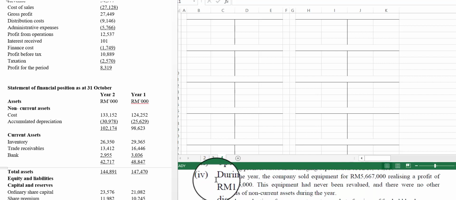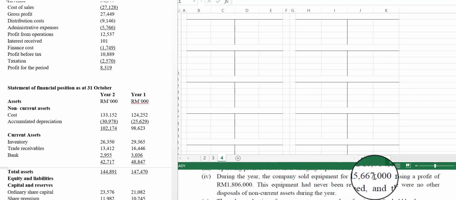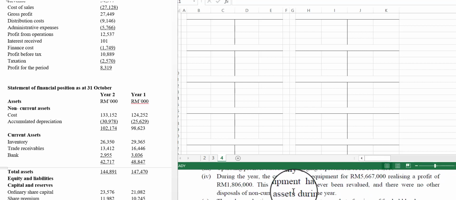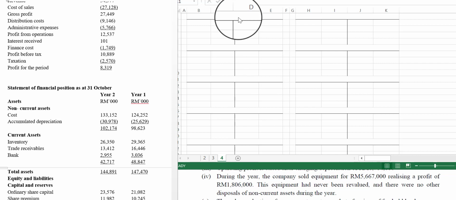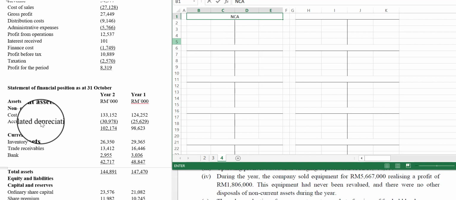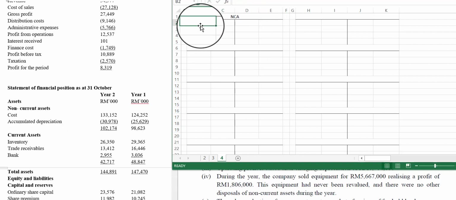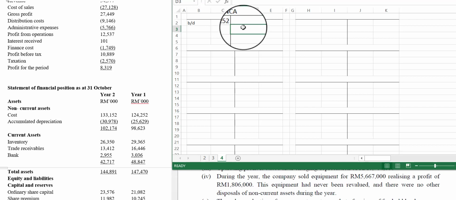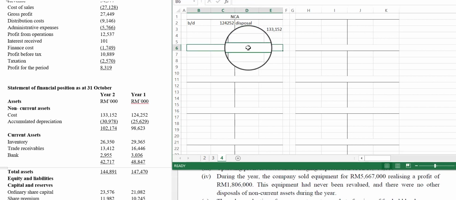Adjustment number 4: during the year the company sold equipment for 5,667, realizing a profit. Now they never tell you what the cost of the equipment is, so we need to do the account. NCA, non-current asset. Here they give you cost and accumulated depreciation, so this one is the cost. You have an opening balance of 124,252, and then the closing balance CD is 133,152. During the year you have a disposal, but you don't know the amount for the disposal because the question never mentioned that.